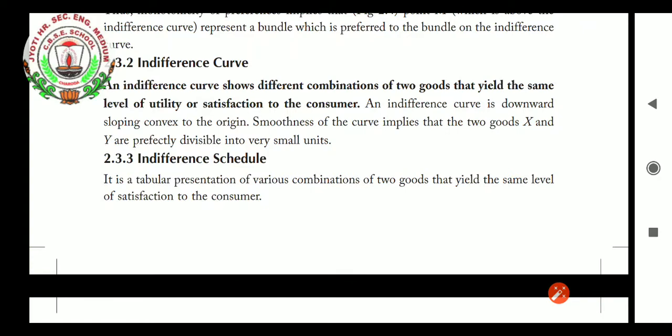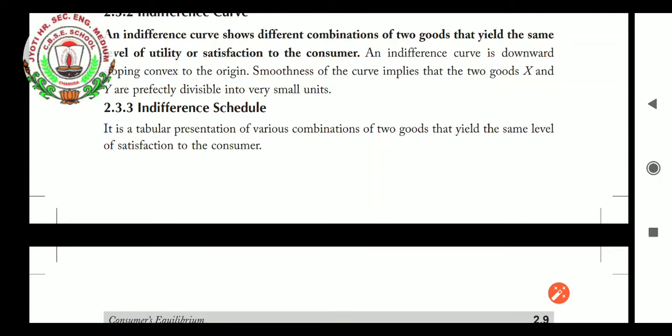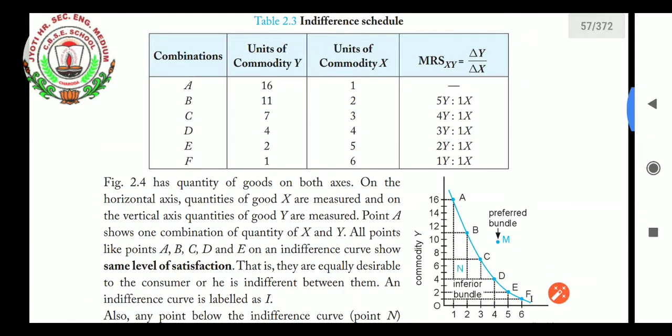An indifference curve is downward sloping and convex to the origin. Smoothness of the curve implies that the two goods X and Y are perfectly divisible into very small units. Indifference schedule is a tabular presentation of various combinations of two goods that yield the same level of satisfaction to the consumer. You can see units of commodity Y and units of commodity X. MRS xy equals change in Y upon change in X.